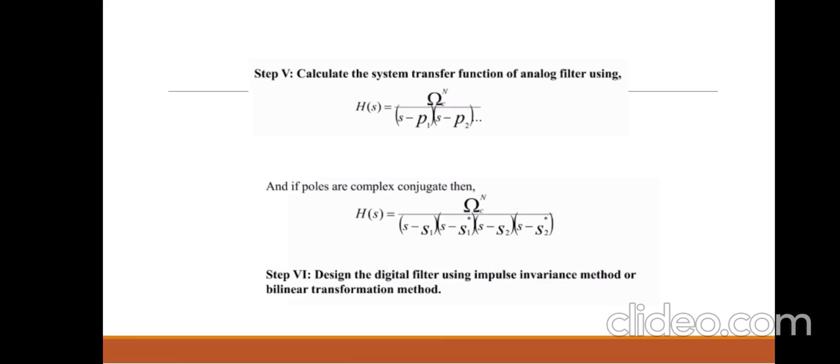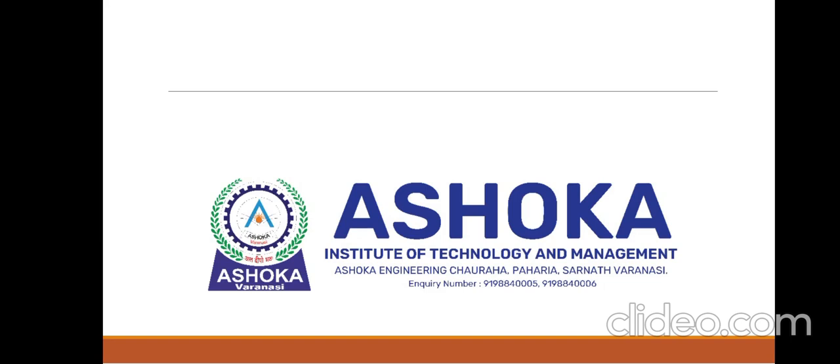Step 4 will be to design the digital filter using the impulse invariant method or bilinear transformation. That is, we will transform this analog filter transfer function into the digital filter transfer function by using any one of the transformation techniques that we have discussed earlier.